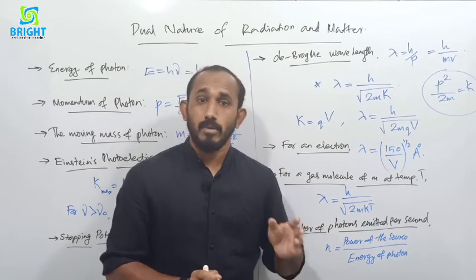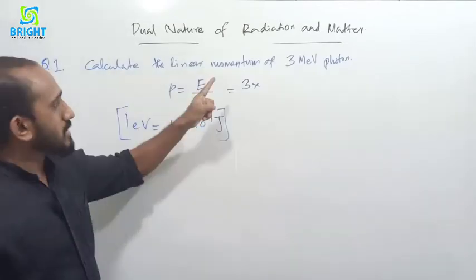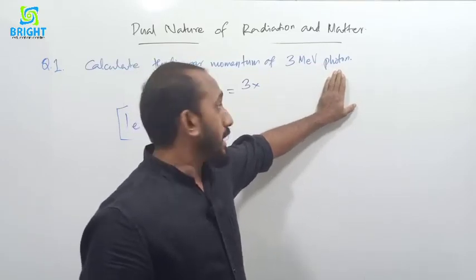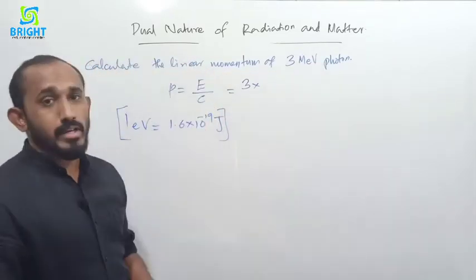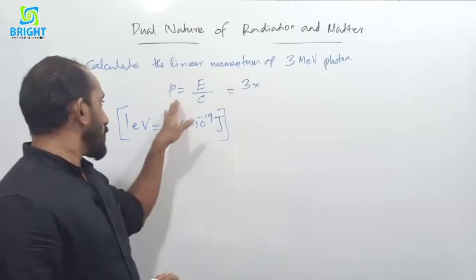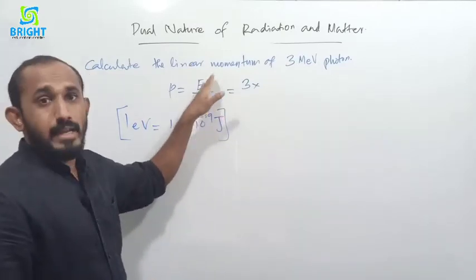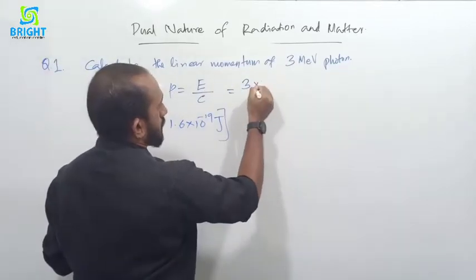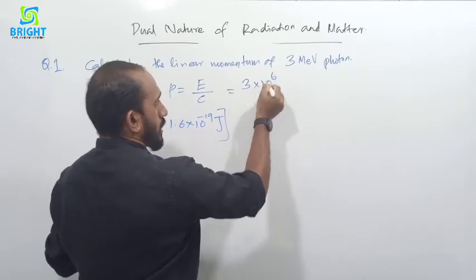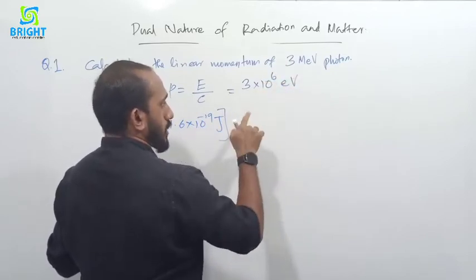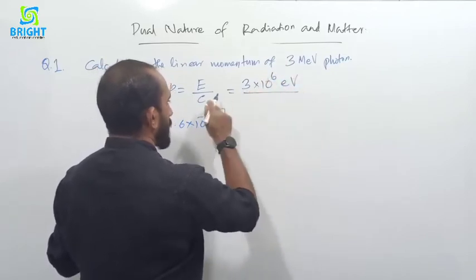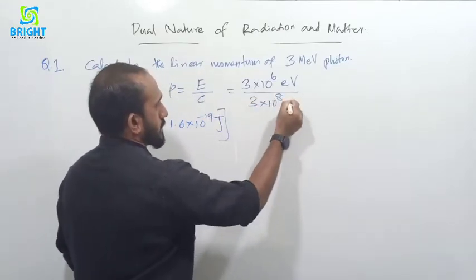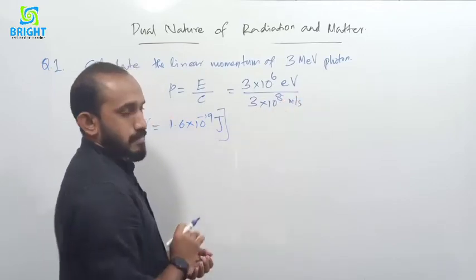We can go through some numerical problems now. Calculate the linear momentum of a 3 mega electron volt photon. So the energy of the photon is given. You have to find the linear momentum here. We have the equation directly: P is equal to E by c. Now this energy is 3 mega electron volt, so mega you should convert to electron volt, so 3 into 10 to the 6 electron volt, divided by c, the speed of light in free space. You know it, 3 into 10 to the 8 meter per second.